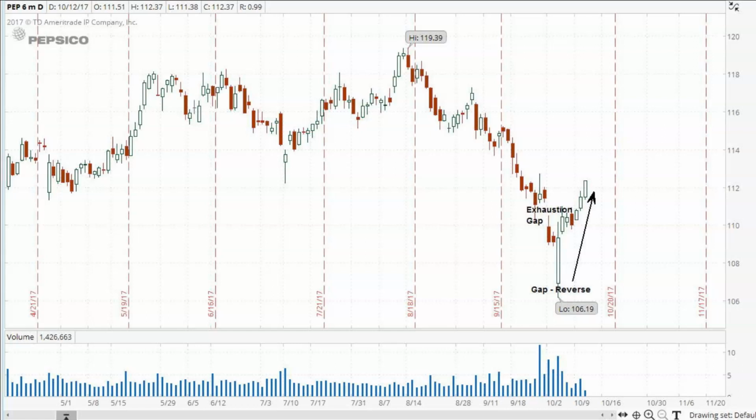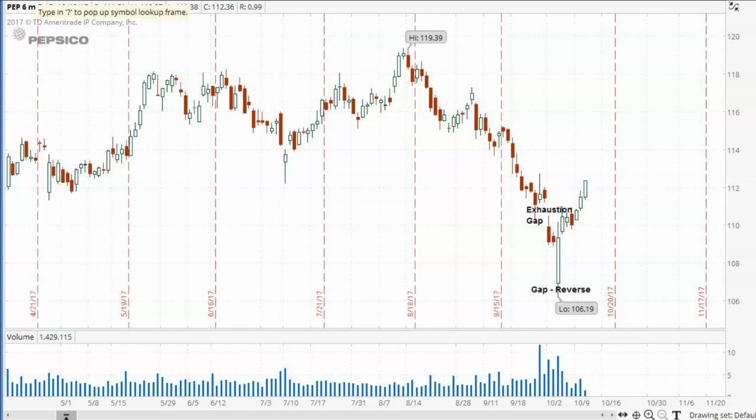So, after the gap reverse, you would expect it would be able to continue upside momentum. Sometimes they come back into the bar and then move up again, but this is a clear example of the exhaustion gap in there and that rare condition of a gap reverse right there.